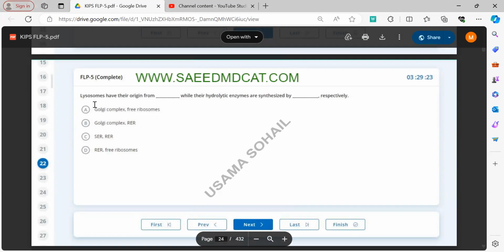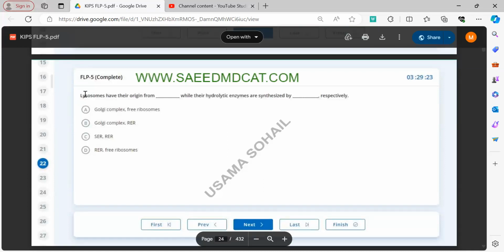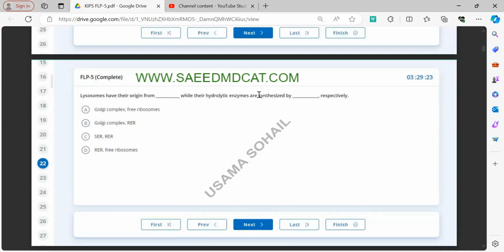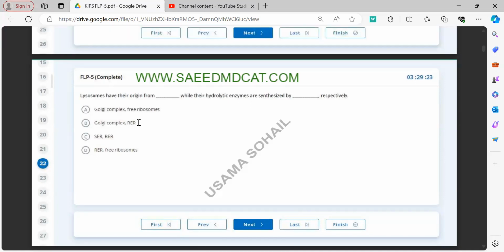Now, in this question, you need to know that the Golgi complex is always involved in the packing of all the kinds of things. So the lysosomes, what is the function of lysosomes? Lysosomes have a hydrolytic function, phagocytic function. They are basically used to remove all the unwanted body parts. So the Golgi complex has its function to make them, whereas the hydrolytic enzymes, which are produced from the lysosomes, are made from the rough endoplasmic reticulum.